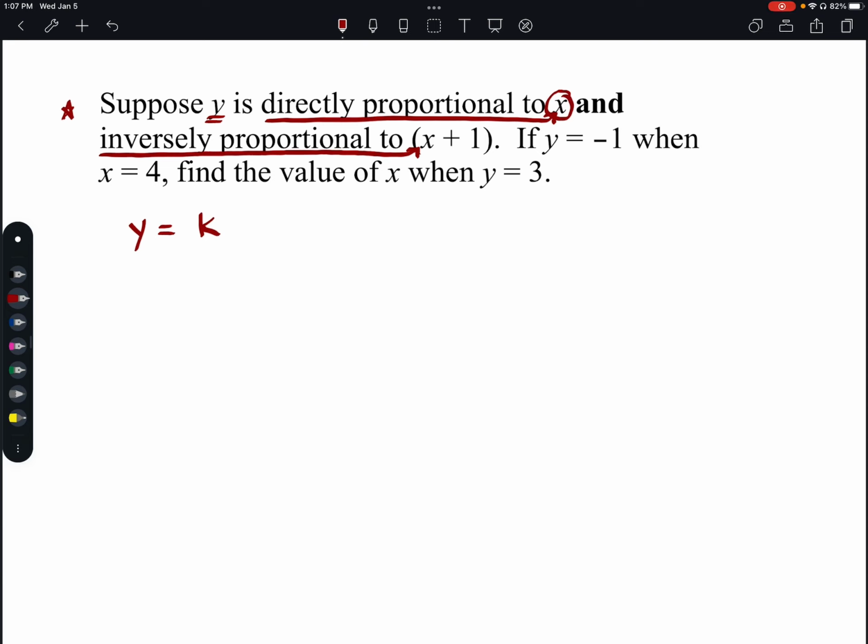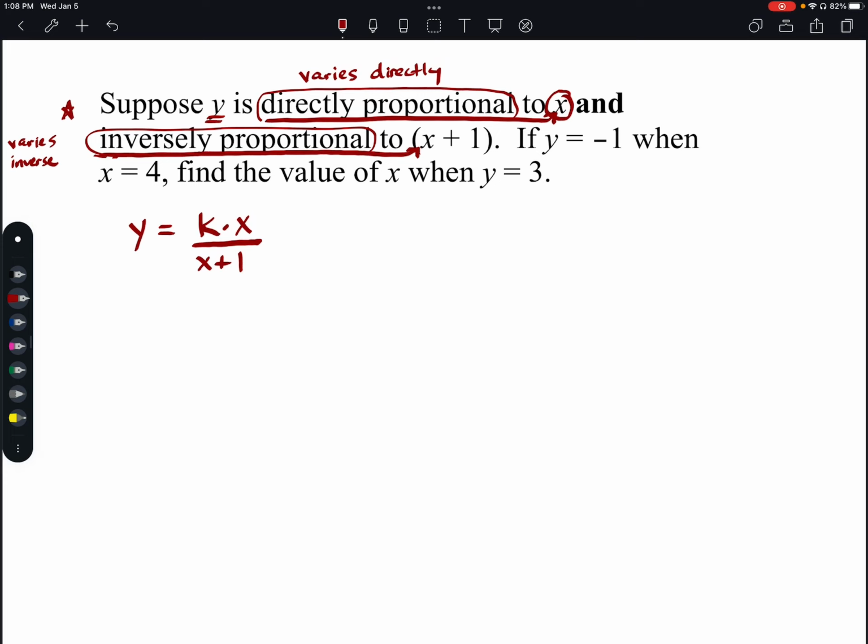Directly proportional is just another way to say it varies directly. I'm sure you probably figured that out already. Inversely proportional also means it varies inversely, so it's just another way of saying it. But look for those core words, the inverse and the direct. So we're going to do y equals k times x. But then remember, it's inversely proportional to x plus 1, so we're going to divide that by x plus 1.